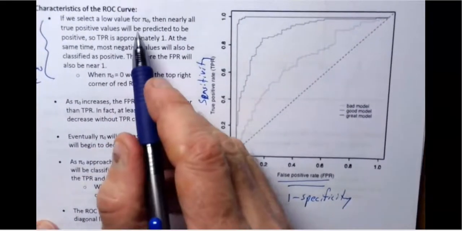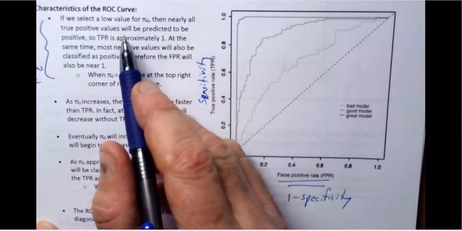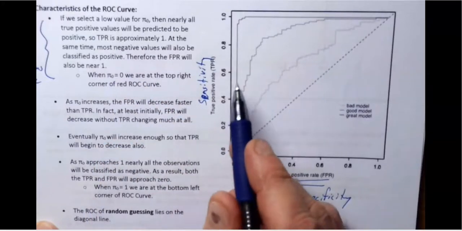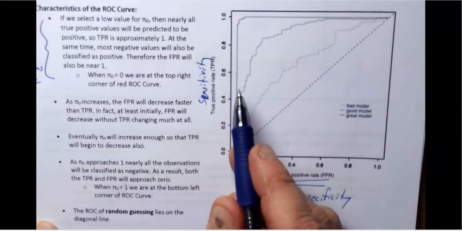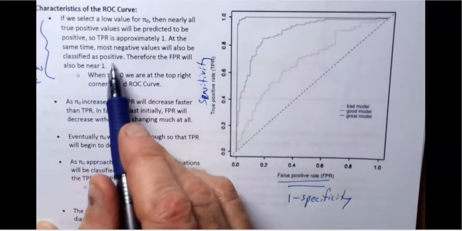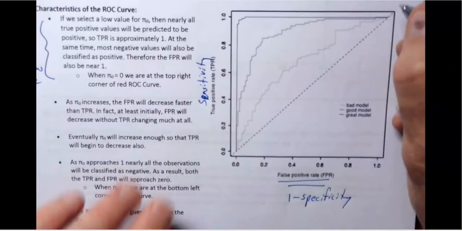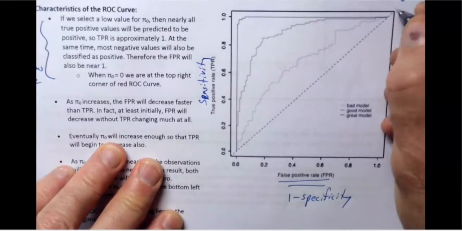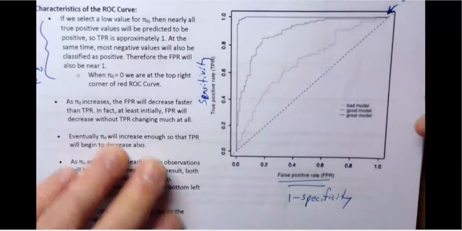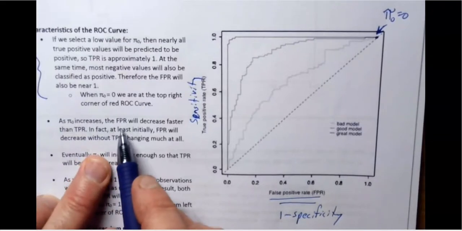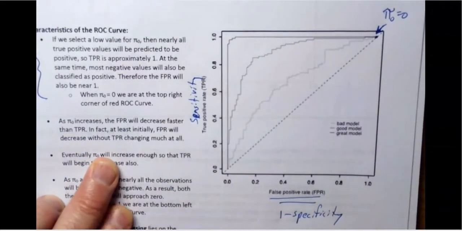If we select a low value for pi 0, then nearly all true positive values will be predicted to be positive. So the true positive rate will be near 1, approximately 1. But at the same time, almost all the negative values will also be classified as positive, so the false positive rate will also be close to 1. So pi 0 equals 0 is actually this upper cutoff, or this upper point. As pi 0 increases, the false positive rate will decrease faster than the true positive rate.